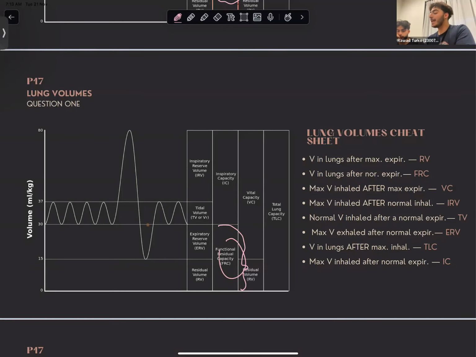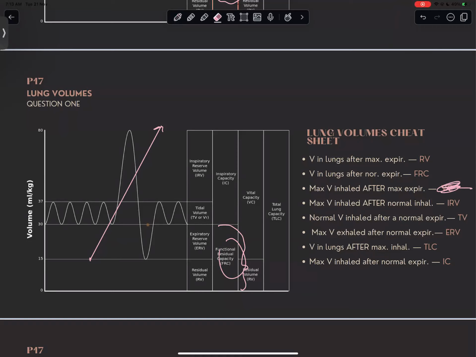Maximum volume inhaled after a maximal expiration. That means you're down here after a maximal expiration. So you go all the way down here, this is your maximal expiration, and then you inhale as much air as you can, and you go all the way up here. What is this equal to? It's the vital capacity. Yes, it is the vital capacity.